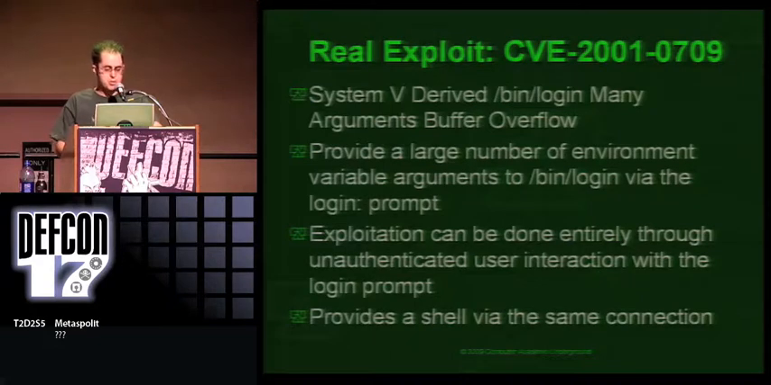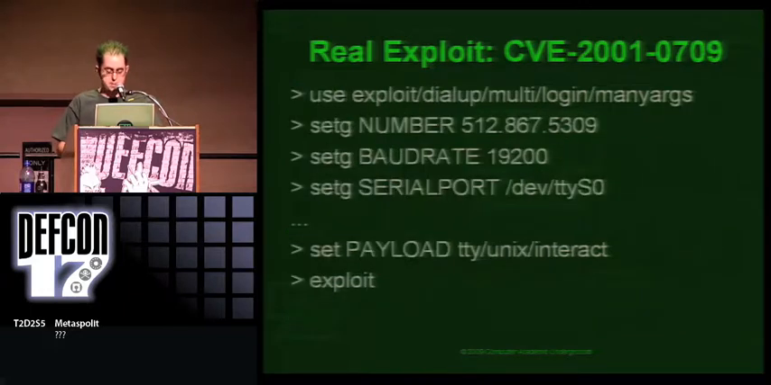Basically, if you provide a large number of environment variable arguments to bin login alongside your login name, it would still prompt you for the password, but then it wouldn't actually verify that password for the authentication, and it would drop you into your shell as the user that you attempted to log into. What's interesting about this is that everything you're doing to exploit the bug is through the normal interaction with bin login, whether you're using rlogin, telnet, or dial-up. So it's a good example for demonstrating this new capability.